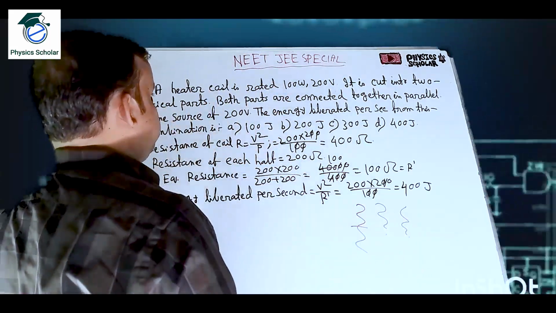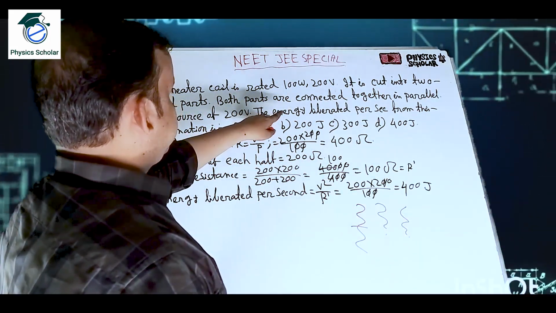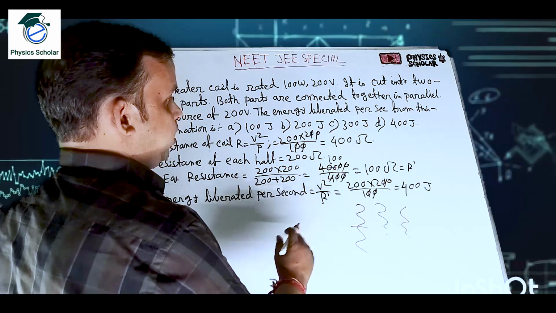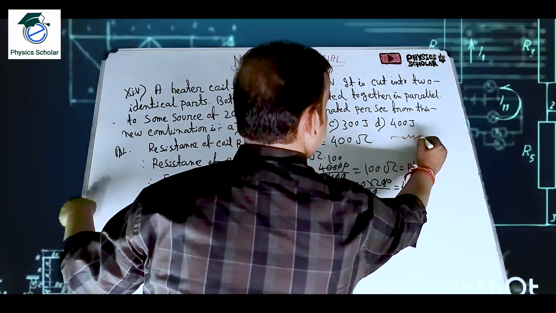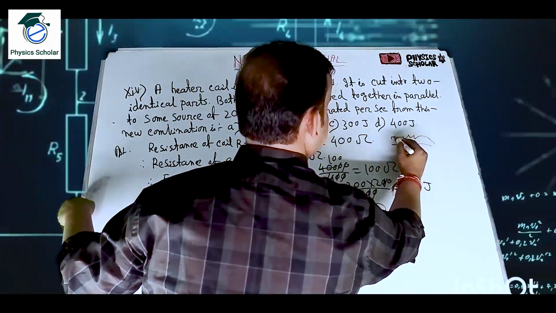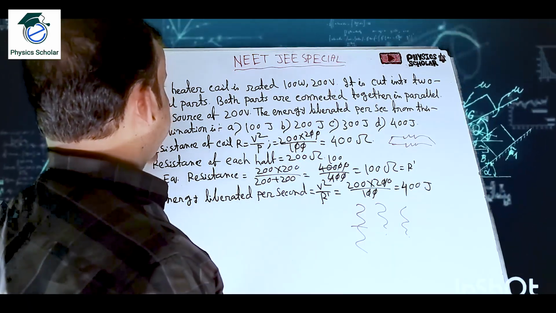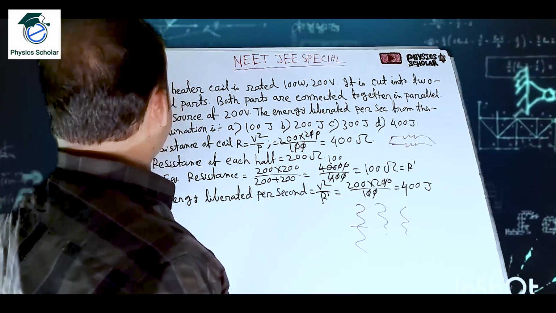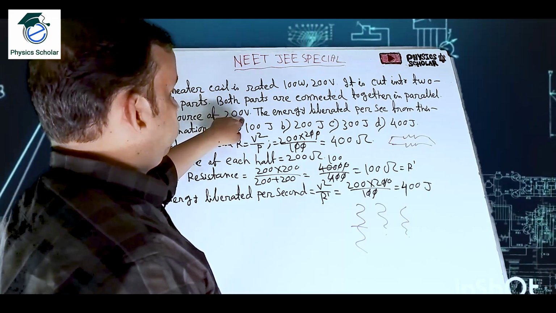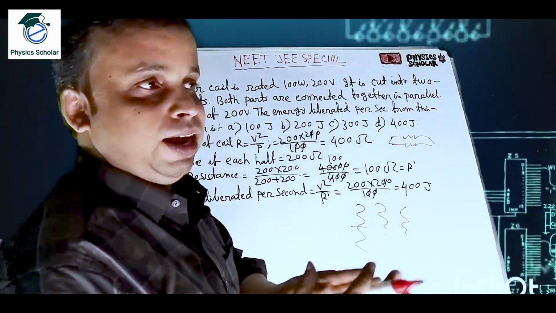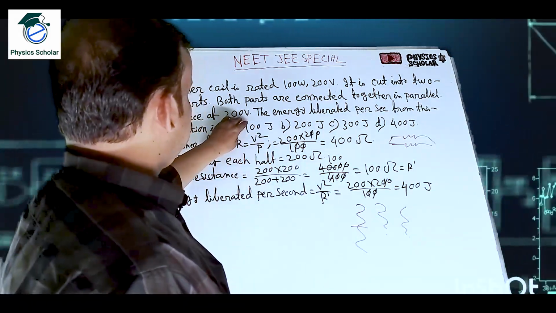Now the thing is that the two parts are connected together in parallel. The two identical parts are connected in parallel. Clear? So now what happened? It is connected in parallel to a source of 200 volt.